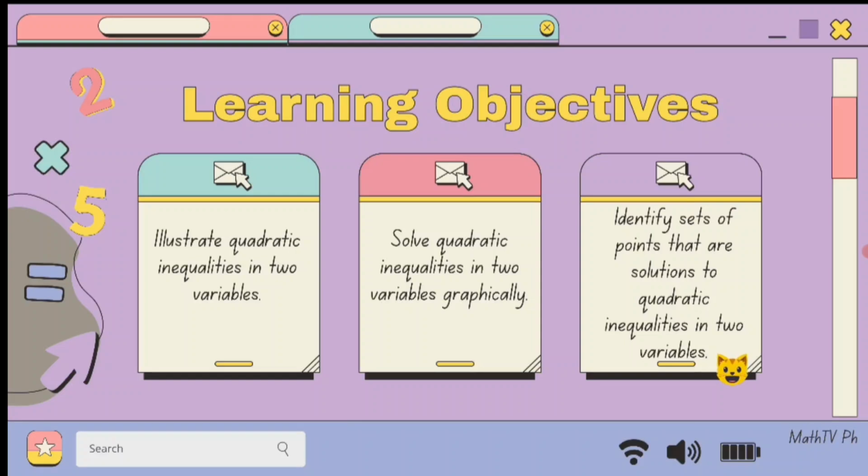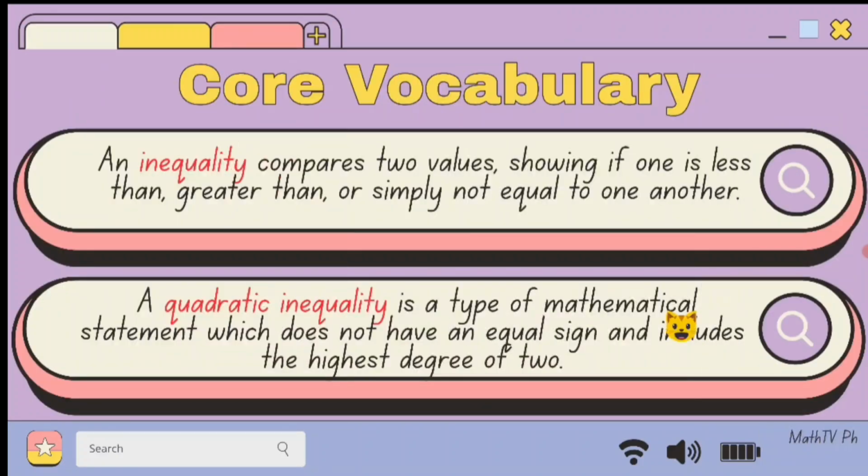Before we dive into graphing, let's first review what an inequality is. So, an inequality compares two values, showing if one is less than, greater than, or simply not equal to one another. So, kapag meron kayong nakikita na mga symbols like greater than, less than, greater than or equal to, less than or equal to, yun ay inequality. Ngayon, meron kasi tayong tinatawag na linear inequality at quadratic inequality. But today, we are going to focus on a quadratic inequality. Ano naman ang quadratic inequality?